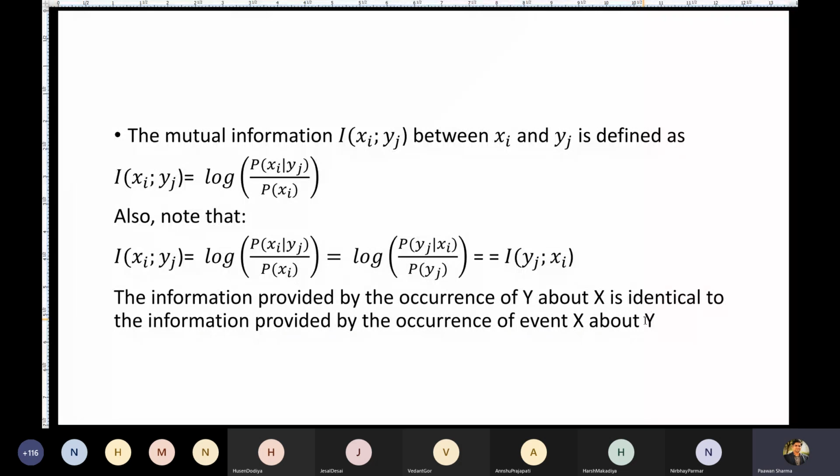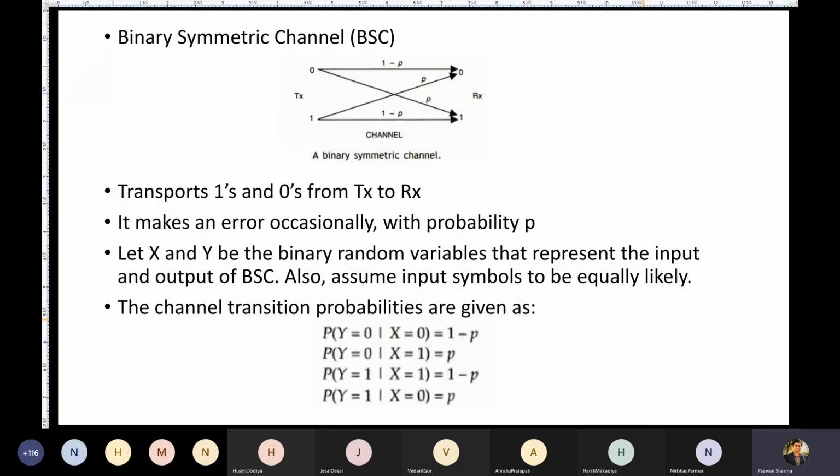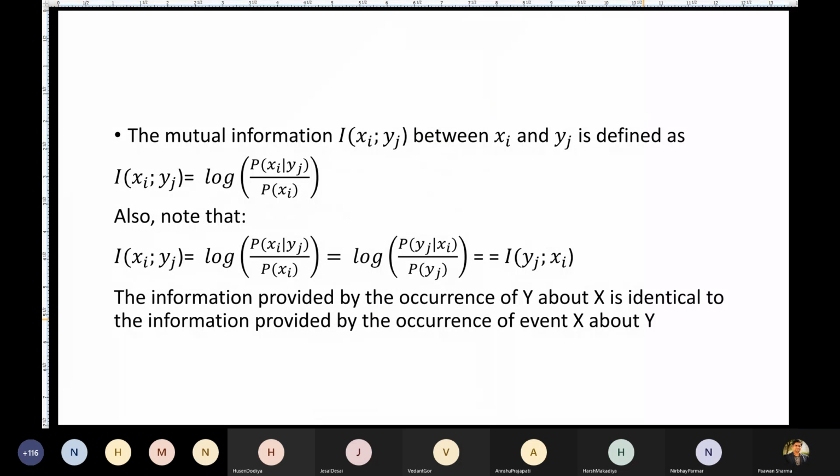With this concept of probability, uncertainty, information, we move to the next topic, which is the channel. The first simple case of a channel we are looking at is the binary symmetric channel. This is the time now. We'll spend another 1 or 2 minutes and then wind up.